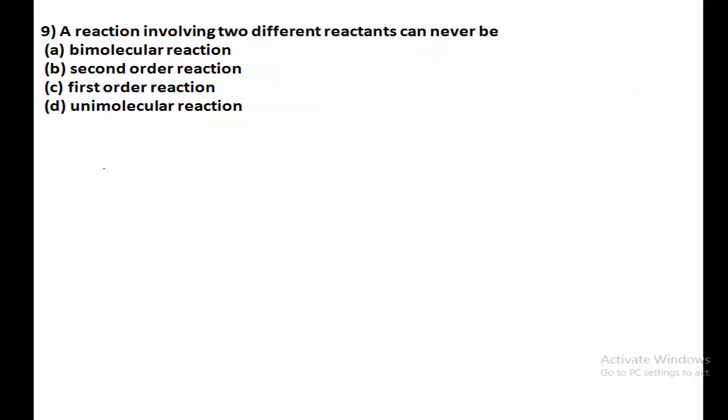9th one. A reaction involving two different reactants can never be... So if I say A and B, these are the two reactants, which gives C. So this is the reaction. This can never be bimolecular reaction? Yes, it can be bimolecular reaction because two molecules are involved.